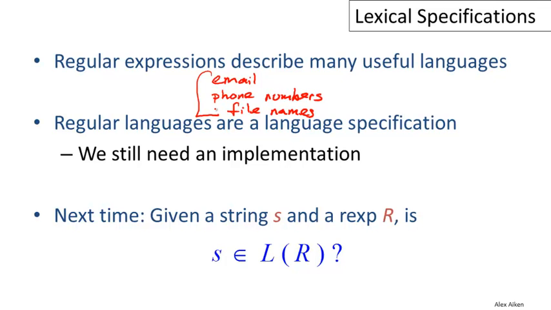And I also want to emphasize that so far we've used regular languages as a language specification. We used it to define the set of strings we're interested in, but we haven't said anything about how to actually implement lexical analysis. We still need an implementation. And that's what we'll talk about in future videos. In particular, we're going to look at the problem of given a string S and a regular expression R, how do we know whether that string is in the language of the regular expression R?